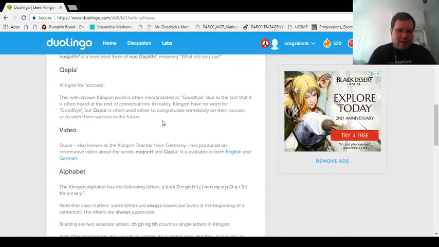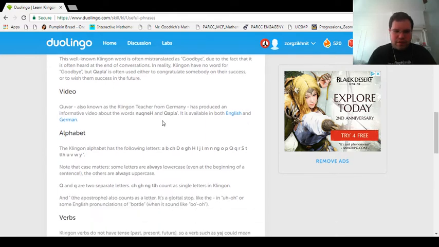Okay, kapla, Klingon for success. This well-known Klingon word is often mistranslated as goodbye due to the fact that it is often heard at the end of conversations. In reality, Klingons have no, wait, is that the plural of Klingon? Okay. Klingons have no word for goodbye, but kapla is often used to either congratulate someone on their success or to wish them success in the future. Okay, video. Lovar, also known as the Klingon teacher from Germany, has produced an informative video about the words nokne and kapla. It is available in both English and German.